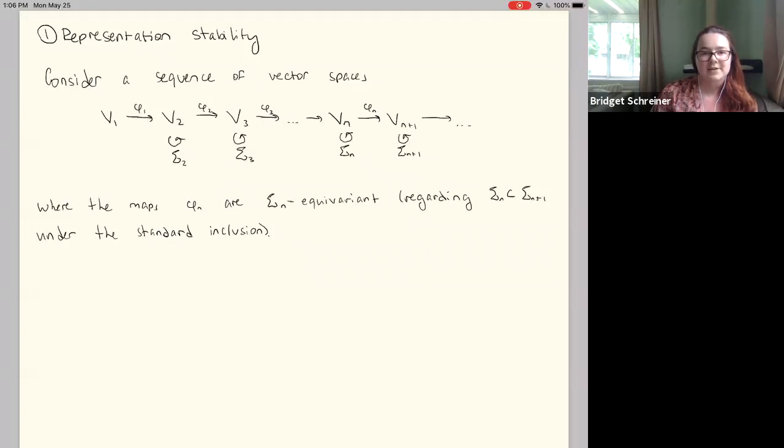So in the traditional setup for representation stability, we start with a sequence of vector spaces, V1 to V2 to V3, etc. And Vn has an action of Sigma n, the nth symmetric group. We ask that these maps, phi n from Vn to Vn plus 1, be Sigma n equivariant, where we just think of Sigma n acting on both sides by including it into Sigma n plus 1 via the standard inclusion.